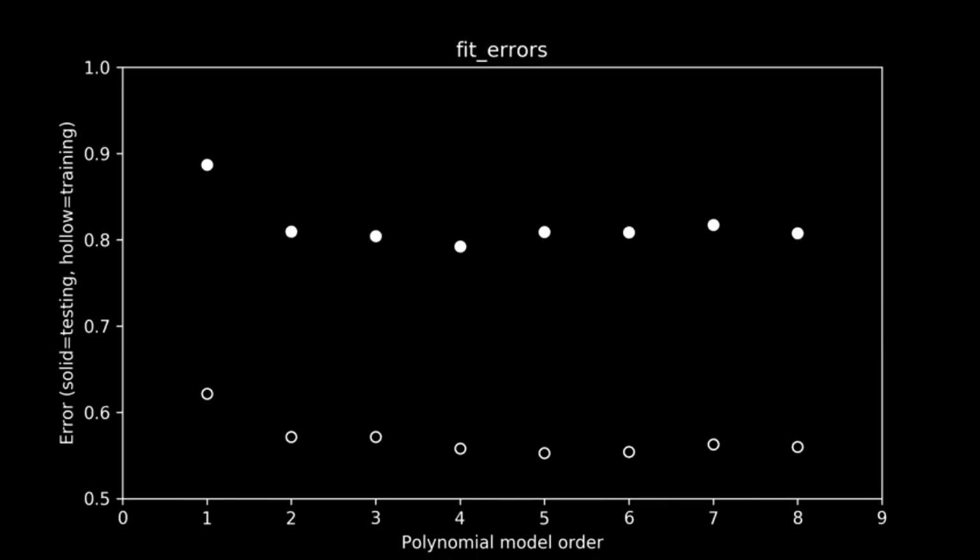Careful inspection of testing error shows that the fourth order model does the best job. At higher orders of polynomials, the error on the test data set goes up. The more wiggly the line gets in fifth and higher order polynomial models, the more it captures the quirks of the training data rather than the underlying pattern of the testing data that we're interested in.